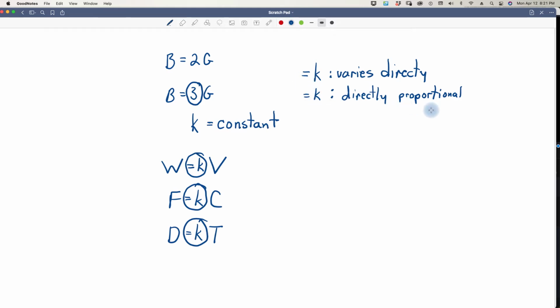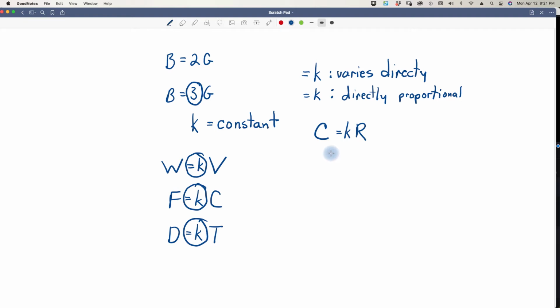So here's some directly proportional statements that you might hear. The circumference of a circle is directly proportional to the radius, right? And we know that it is. We know that when we do the circumference that we have to take into account the radius in the formula. So it is directly proportional to that.